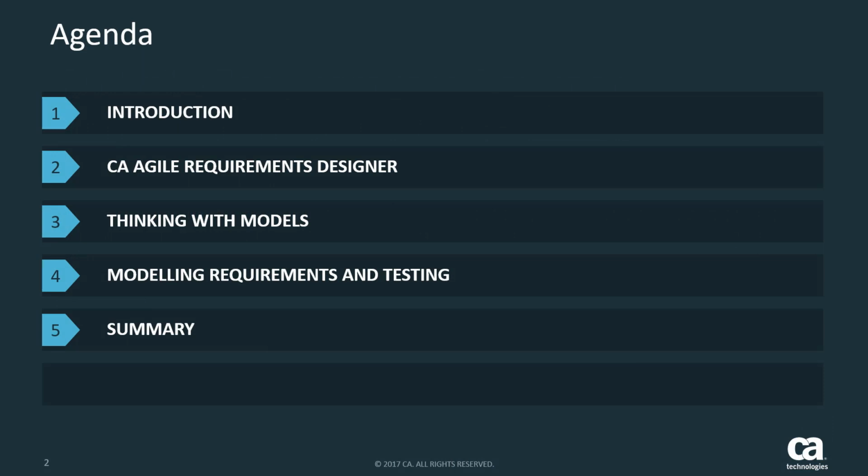I'll introduce myself briefly, then talk about CA Agile Requirements Designer, ARD, then discuss how we think with models, how we think to test and how models support that thinking process. And then I'll talk about modelling requirements and testing in the round and how ARD can help you to collaborate and work more closely with your colleagues in your projects.